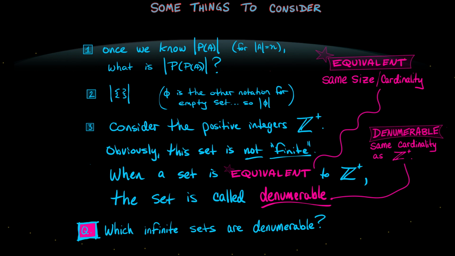So we want to know now which infinite sets are denumerable. Which of the sets that we know about are going to have the same cardinality as Z plus? Now, if we think about the real numbers for a minute, the real numbers contain all of those positive integers already, and then there's infinitely more on top of that. So the real numbers are out just logically if we think about that. So what other sets are there, and how are we going to know that they're definitely denumerable, definitely equivalent to Z plus?